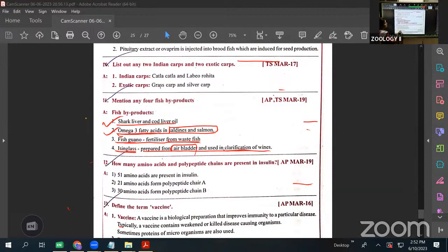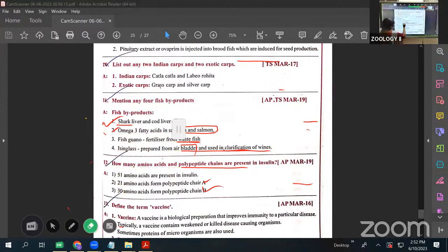Next is insulin. Insulin structure we already discussed in the SAQ. It has two polypeptide chains, a total of 51 amino acids. The A polypeptide chain has 21 and the B polypeptide chain has 30.